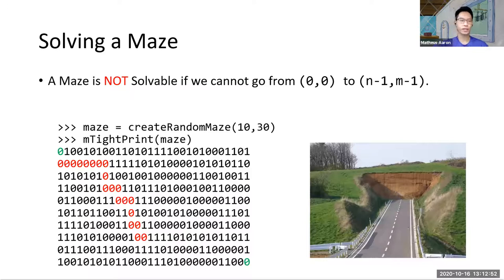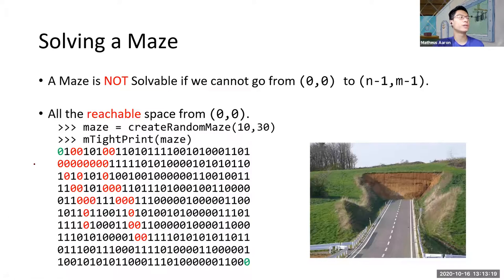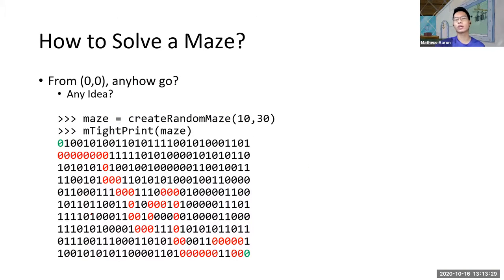And it's not solvable if there's a wall that bars the way from the left to right. The wall is this way. This is the wall. You cannot go through. But from a start point, you can actually reach all the points. As you can see here, they can reach here and reach here or reach here. So the question is, how do we actually solve the maze? How do we know that 0, 0 can reach n minus 1? Okay, time for brainstorming. Ideas, anyone in the chat?